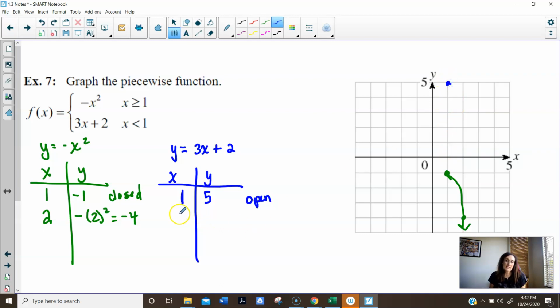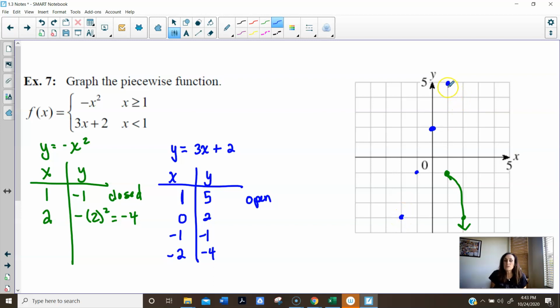If I put in something smaller, see how it says x is less than. Let's do 0. 0 is going to give me 2. If I plug in -1, I get -3 plus 2, which is -1. So left 1, down 1. And -2 is -6 plus 2 is -4.